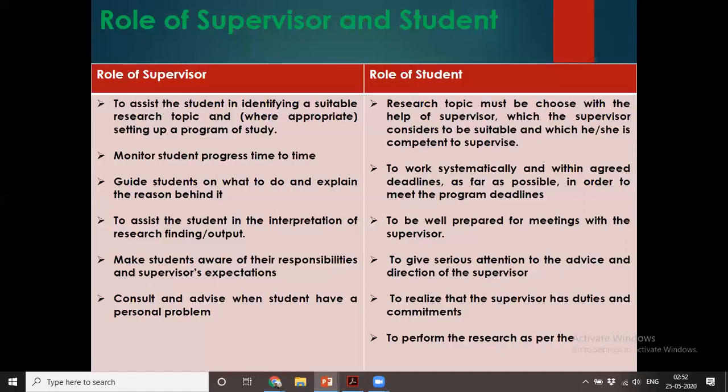So always, before meeting the supervisor, think about his responsibilities, his other classes and all. The research scholar must be very careful about that. These are the roles of the supervisor and the role of the student. If both follow these points, definitely there will be a good relationship between supervisor and student, which will be helpful for both.